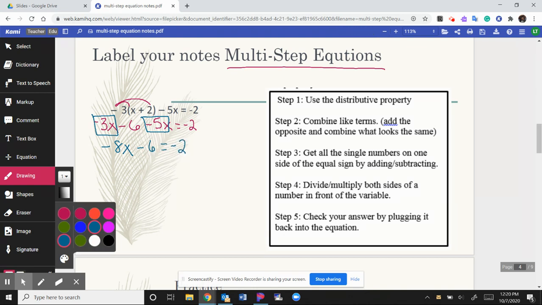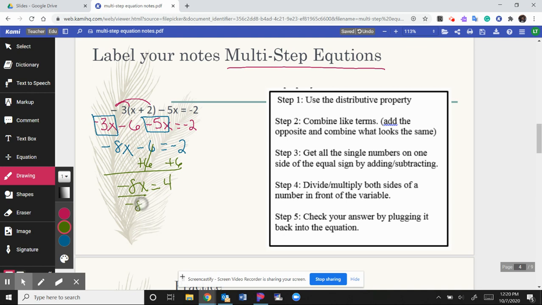This now looks exactly like the problem you just did on your review. So we should start from here. Adding 6, negative 8x equals 4. Divide by your negative 8. And we should get x equaling negative 1/2. Or if you put it in the calculator, you could also get a negative 0.5. Either answer is perfectly fine.